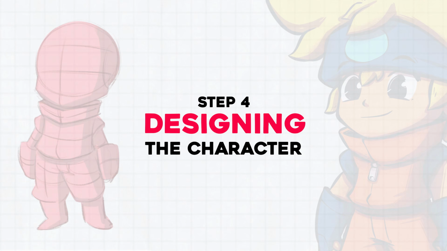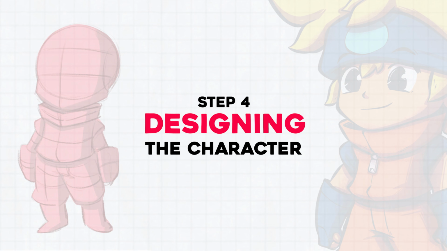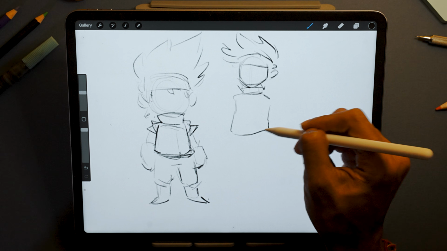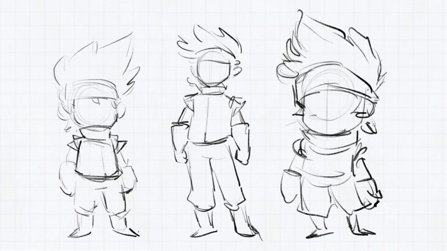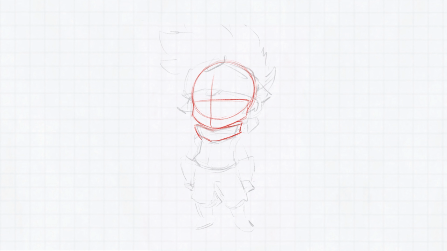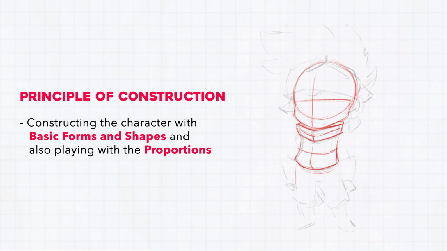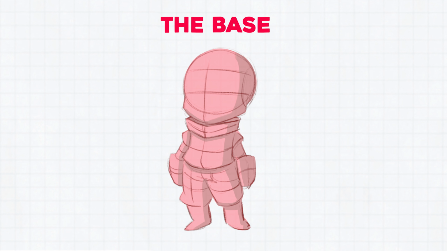Once I'm done with all these things, I start with the main thing, which is drawing and designing the character. Here's how it goes. I start again with the thumbnails for the character. Keep it sketchy, keep it loose. I start with creating multiple variations. I also this way start using character design principles to build my character. Like construction, I first start out by constructing the character that I want with basic forms and shapes and play with the proportions and create what I call first the base.